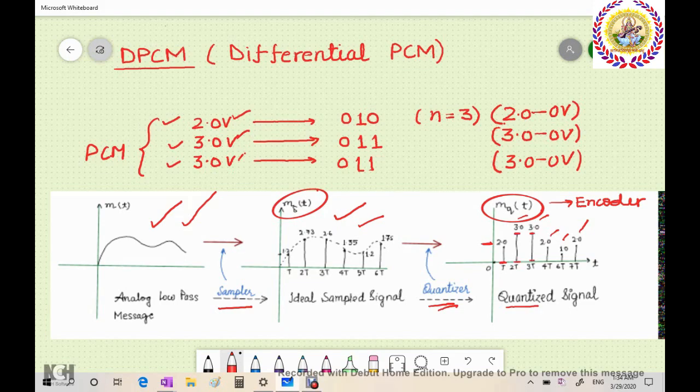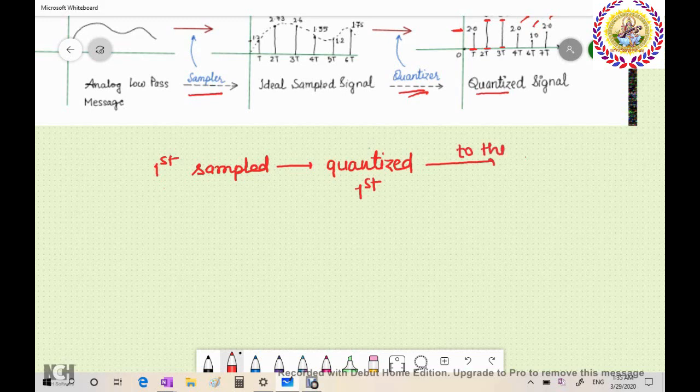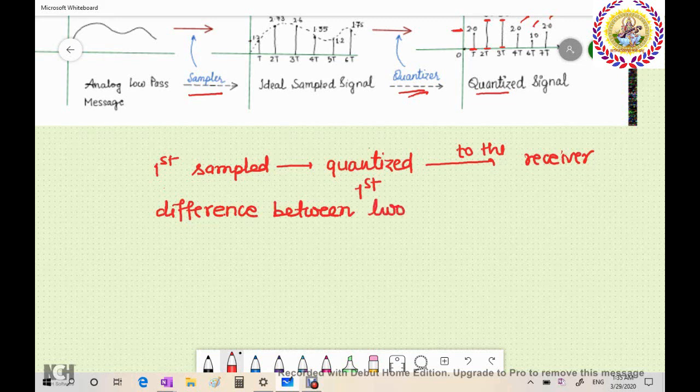Now in DPCM, the first sampled and then quantized value is sent to the receiver, and after that onwards the difference between two consecutive samples is sent to the receiver.